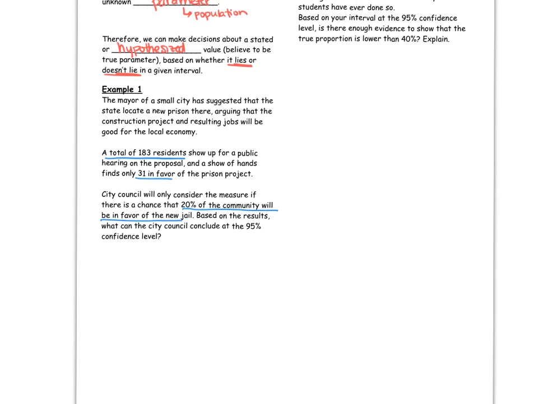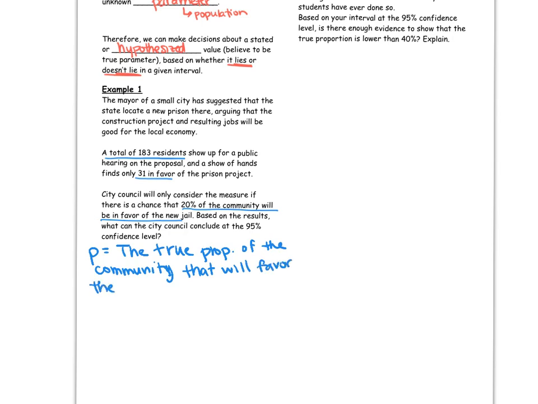Here's how we're going to do this. The first thing we're going to do is define what P is. What is the true proportion? What am I actually interested in? Favor of the jail. So P is the true proportion of the community that will favor the jail.